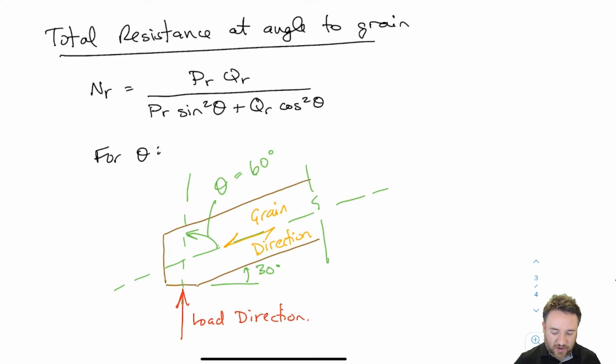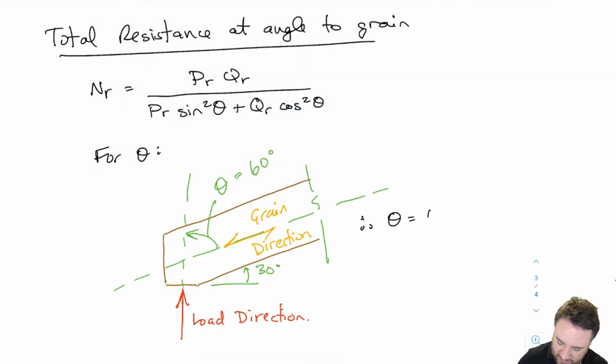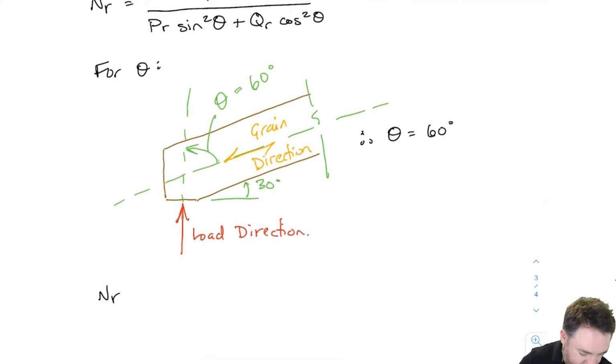Because I know that that's theta, the angle between the load and the grain direction, I can obviously tell that theta is not going to be 30, because you can tell that it's a big angle. It's not a small angle. Okay, so therefore theta is 60 degrees. Okay, so now I can calculate my NR.